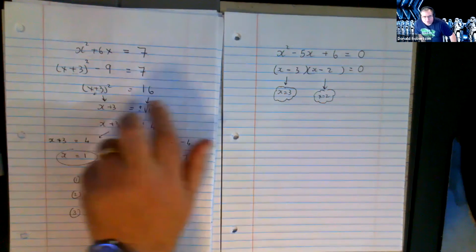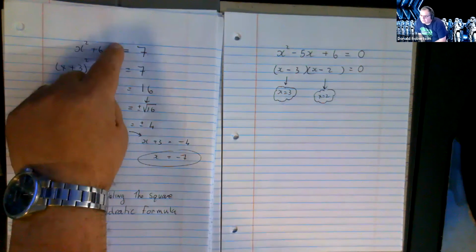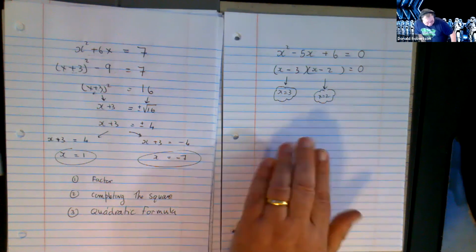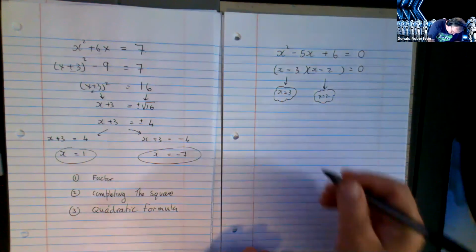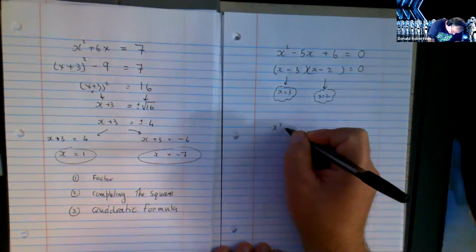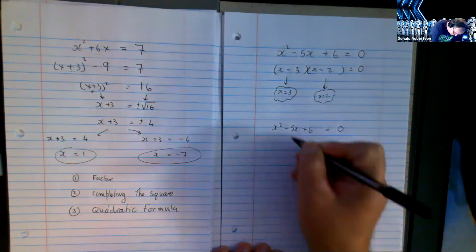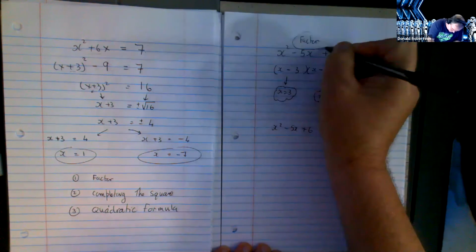Could you do this same question by completing the square? You could, but do you notice how much more work it is? So if you can, you should probably try to factor it first, because if it works, it's much easier. If it doesn't, well, you've got a backup plan. And the third technique is kind of your last resort.